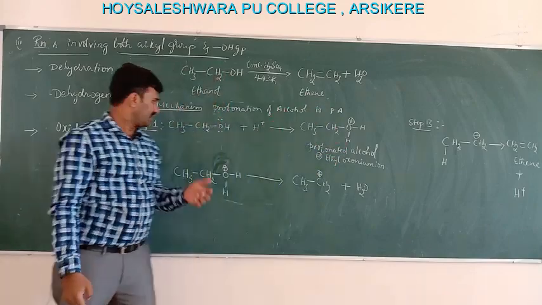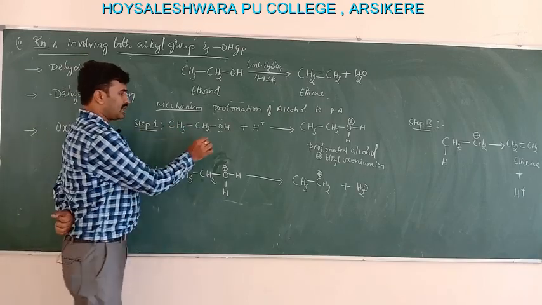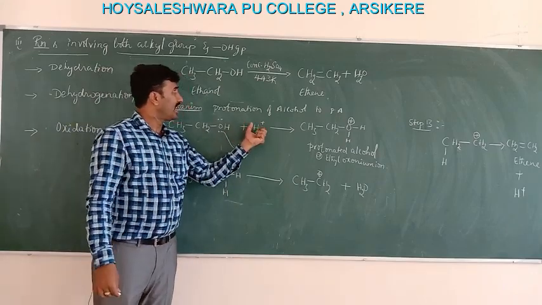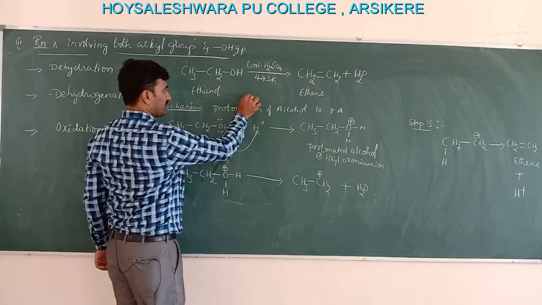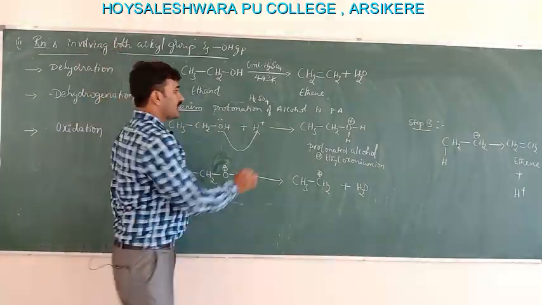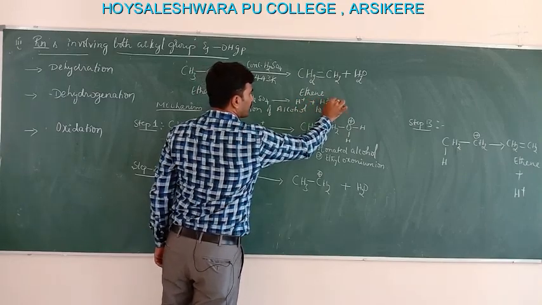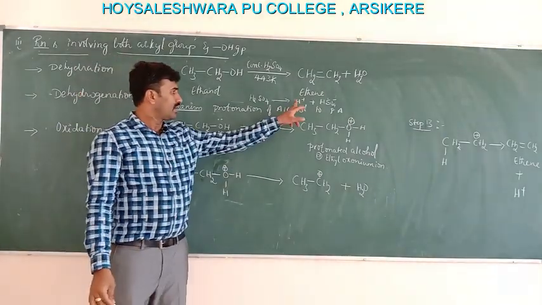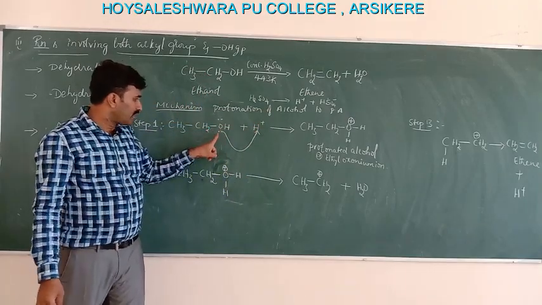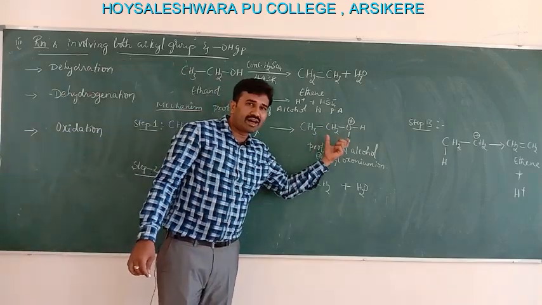When we consider a specific example, this is ethanol, CH3CH2OH. The lone pair of electrons attacks the proton. This proton is given by the acid, concentrated sulfuric acid. We know that sulfuric acid, H2SO4, is a strong dibasic acid, so it dissociates to form H plus and HSO4 minus: H plus, that is the proton, and HSO4 minus, the bisulfate ion. The lone pair of electrons present on the oxygen atom attacks the proton to form protonated alcohol.